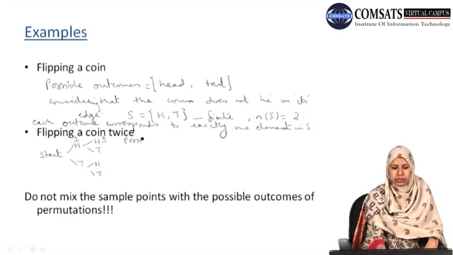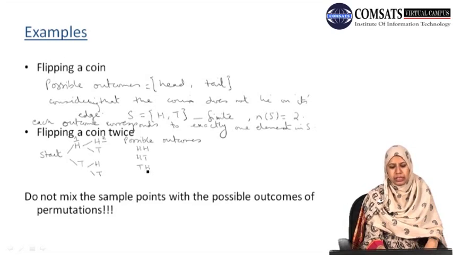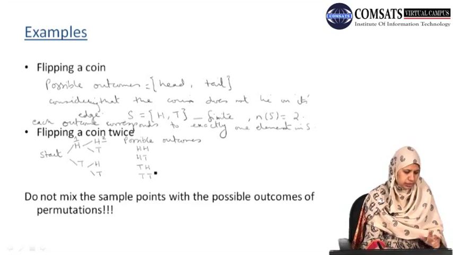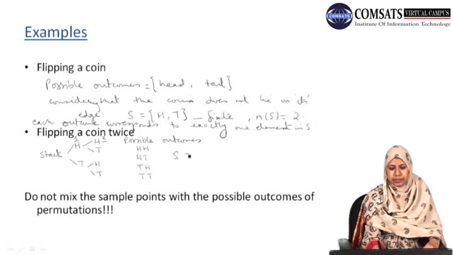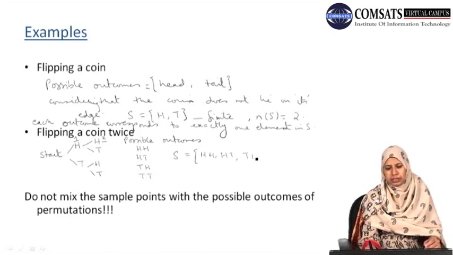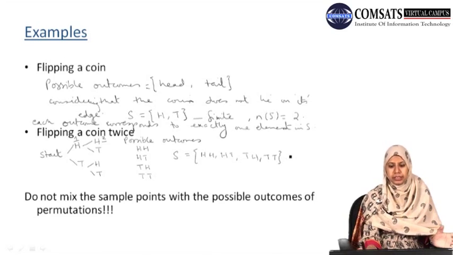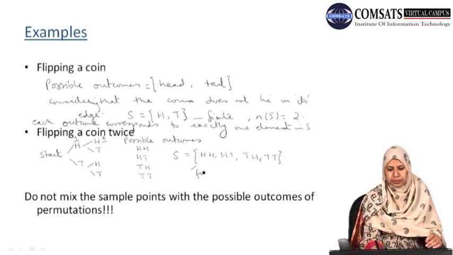And what are the possible outcomes? The possible outcomes are head head, head tail, tail head, and tail tail. So our sample space S will be the collection of all the possible outcomes, that is head head, head tail, tail head, and tail tail. And this sample space is clearly a finite sample space with the number of sample points equal to 4.